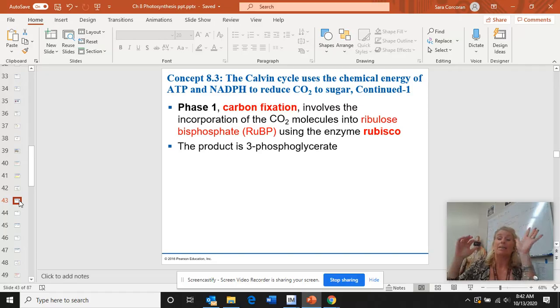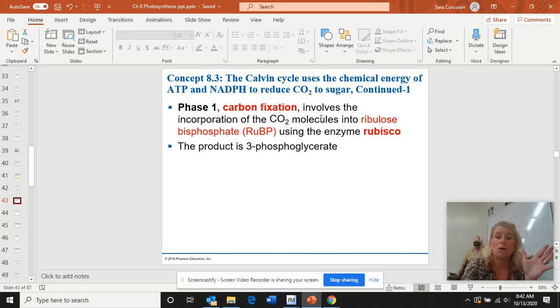Here is my pre-existing carbon-based molecule, and this is an enzyme that's going to attach the two. Carbon is in the air, and I got one, and I just attached it to a pre-existing molecule. The molecule that pre-exists is called ribulose bisphosphate. Nobody really says that. That's too much. We call it RUBP. So we take the carbon dioxide that's in the air.